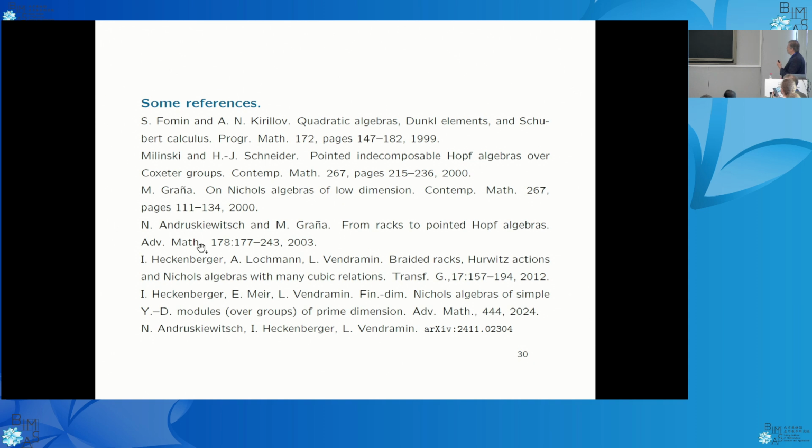So until around 2003, all the examples in the list that I showed were already known, except one that corresponds to the tetrahedron rack and the biggest dimensional algebra. And this was found in 2012 by Heckenberger, Lochmann, and Vendramin. And after many years of fighting with these examples, in a paper by Heckenberger, Meir, and Vendramin, they showed how to deal with Nichols algebras of Yetter-Drinfeld modules of prime dimension by going to characteristic P. And in our paper, we showed this for solvable groups. So it took us more than 20 years to reach this point.